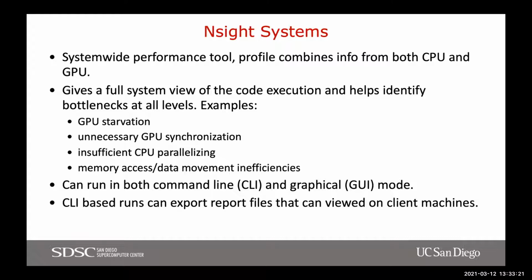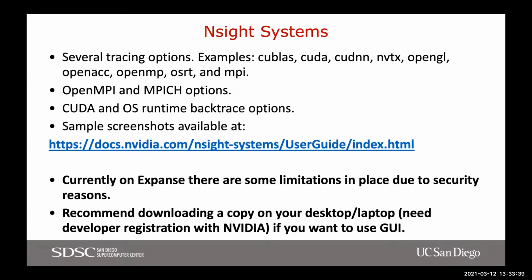So, which is what I did in this case, because you can open the GUI from Expanse, but it's going to be really slow. And NVIDIA makes the tool available for download if you sign up for their developer account there. And there are lots of tracing options in this. So you can trace cuBLAS, CUDA, cuDNN, OpenACC, OpenMP. OSRT is like the operating system runtime stuff. You have MPI options with OpenMPI and MPICH. You can do back traces and a lot of interactive stuff. And if you go to the user guide there, they have screenshots for every one of these things that I've listed there. They have nice info on them.